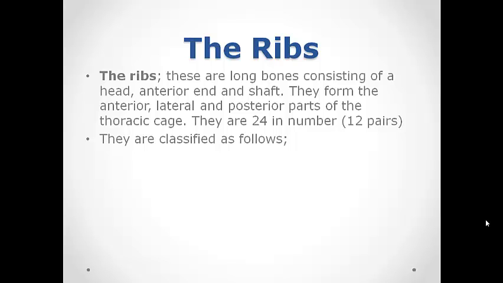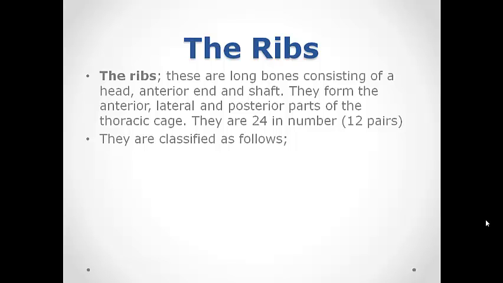So the majority of the thoracic cage is actually formed by the ribs. They are 24 in number, or you can say that there are 12 pairs. But please make sure that when you're stating the number of ribs, that you're being specific. If you want to mention just how many they are, they're 24, but if you're going to use the term pairs, then make sure that you say 12 pairs.